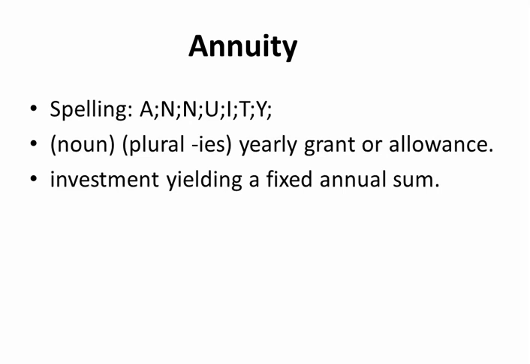Annuity. Spelling: A N N U I T Y. Noun, plural IES: yearly grant or allowance. Investment yielding a fixed annual sum.